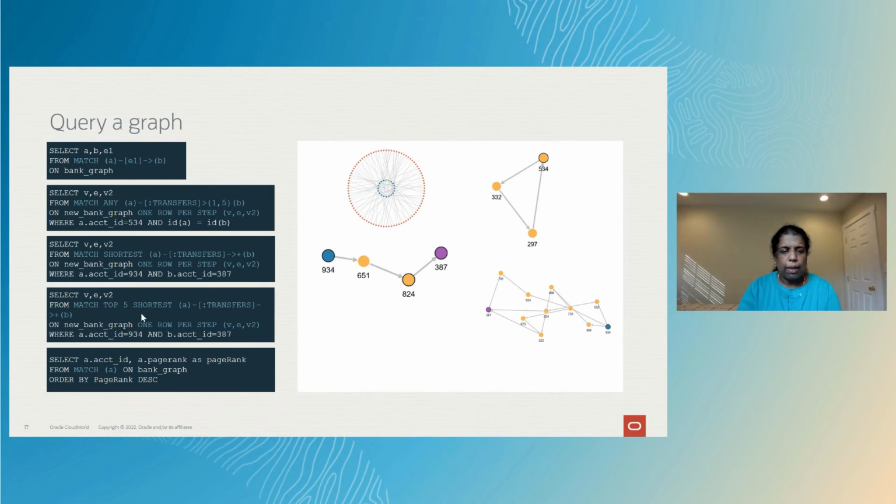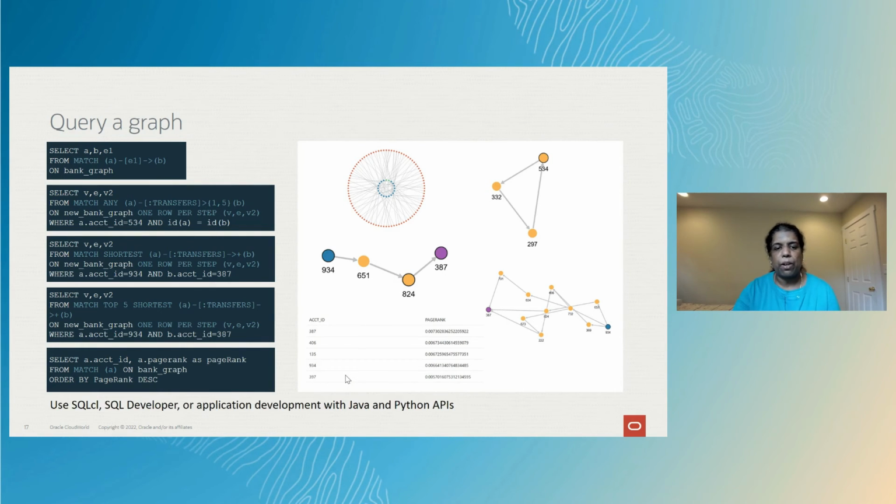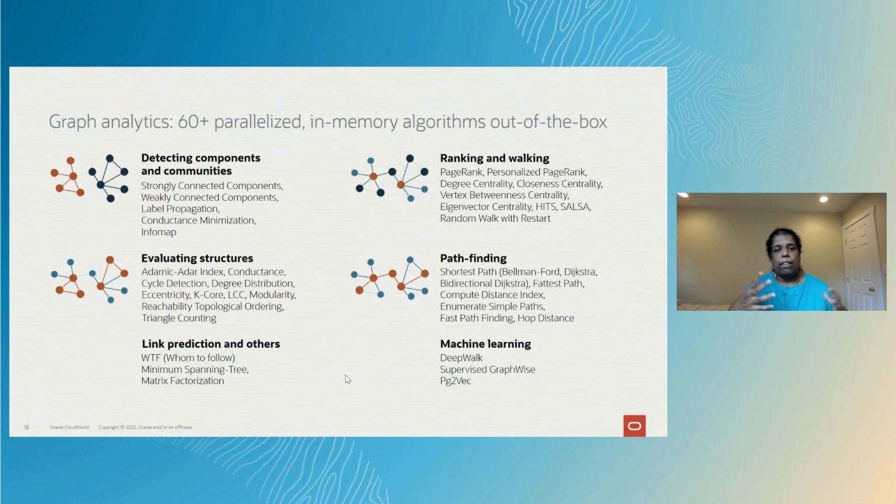And finally, here is an example where I've run the PageRank algorithm, and then I want to find out the PageRank value for the different vertices in the graph. And I can display that as a table. So the result of a graph query doesn't only have to be a visual representation, it can also be just a tabular representation that is used in other parts of your application. And you can run these queries using SQLcl, SQL Developer, or in any application that you're working with using Java or Python. And that was a graph query.